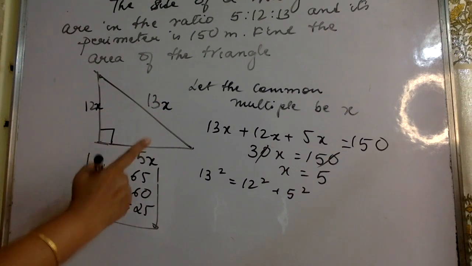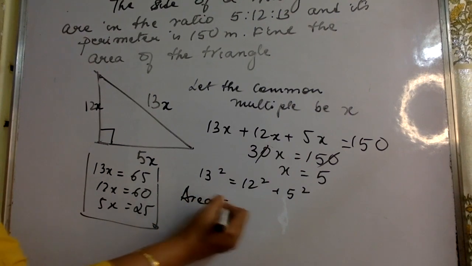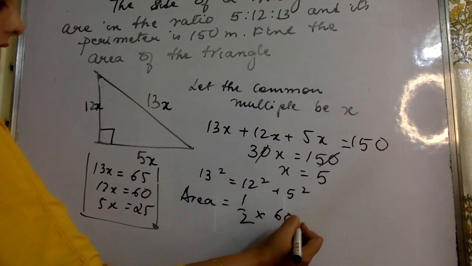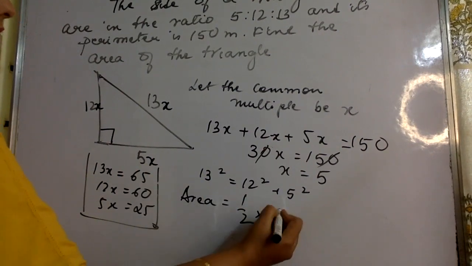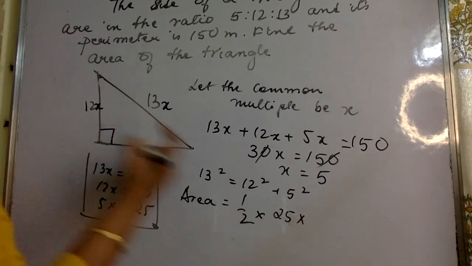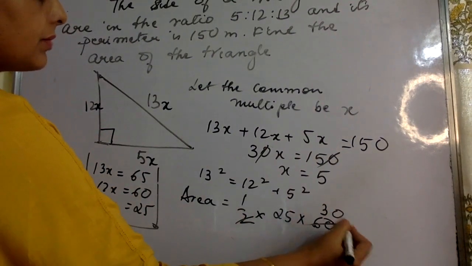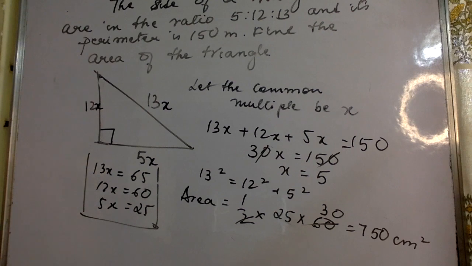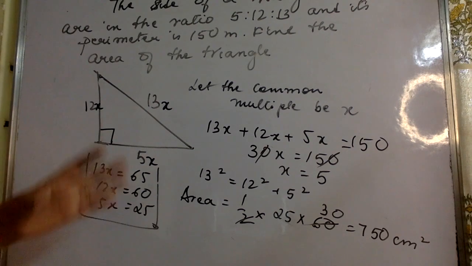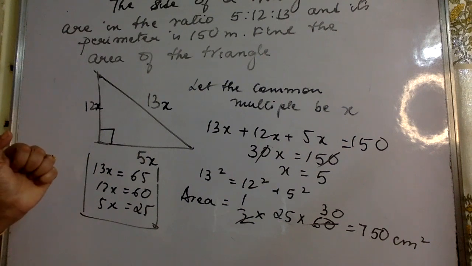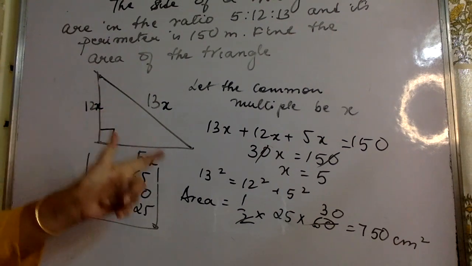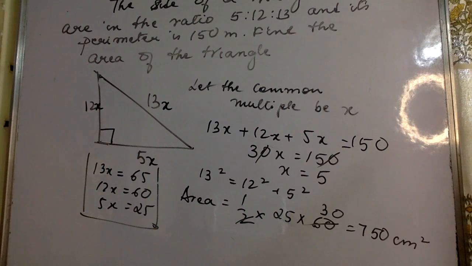So I will go straight for half base into height, because it is much shorter. So half into base, base becomes 25 and height is 60. Okay, so my answer becomes 750 centimeters square. So without any Heron's, just by being a little alert, we understood that this is a right angle triangle, and so we used half base into height. Now how do we know that 13 is not the base? 13 will not be the base, because 13 is the longest side, so it is always the hypotenuse.